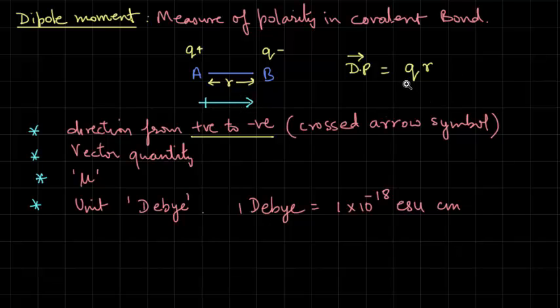So what is the magnitude? It is Q into R. So Q into the distance between the two atoms. So dipole moment is QR and its direction is from positive to negative, and it's represented by this symbol. It's called a crossed arrow symbol. It's a vector quantity. It's represented by the symbol mu, and its unit is Debye. 1 Debye is 10 to the power minus 18 ESU centimeter. So don't worry about this terminology, just remember this. 1 Debye is 10 to the power minus 18 ESU centimeter.